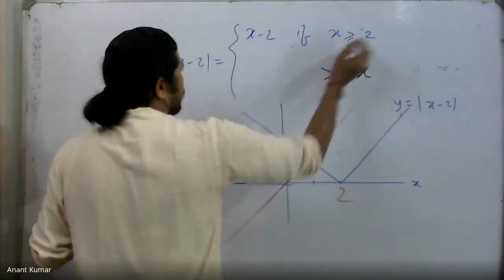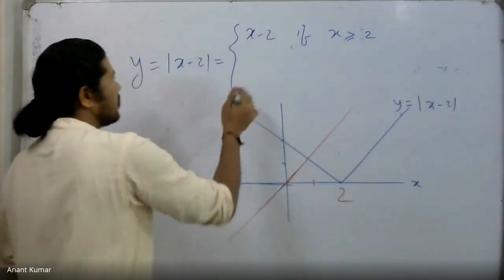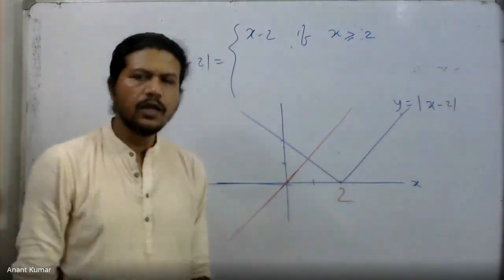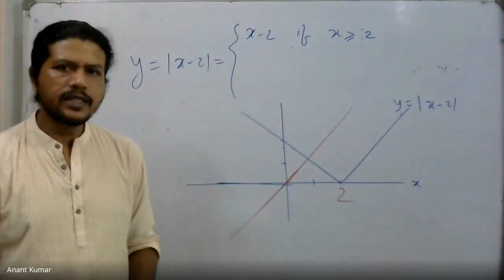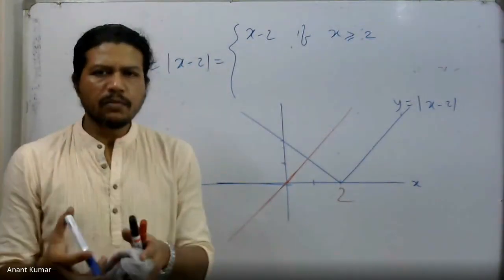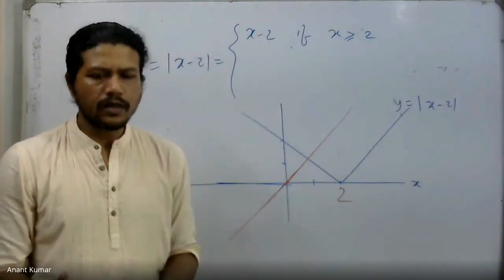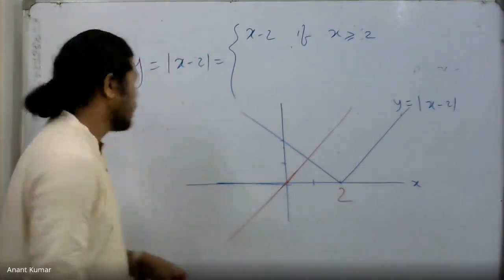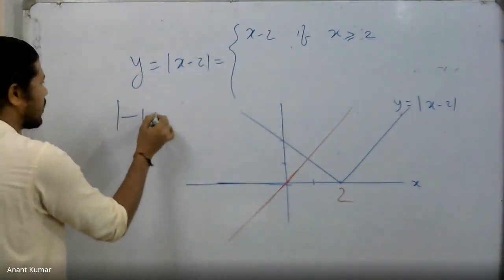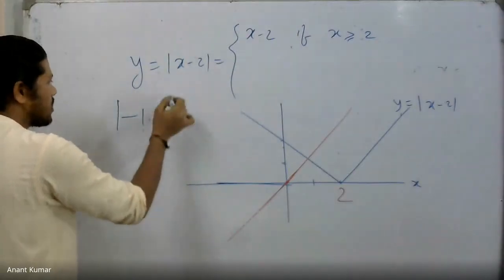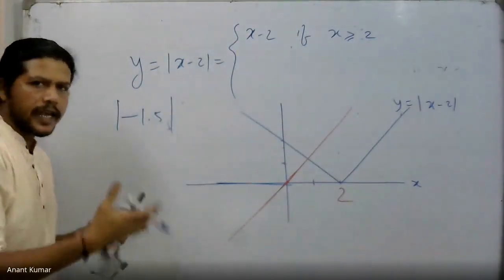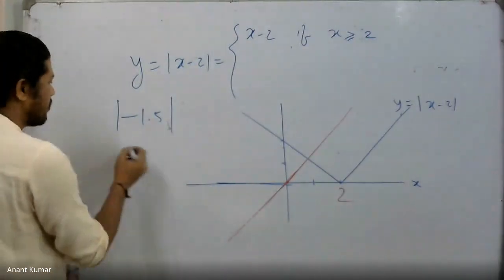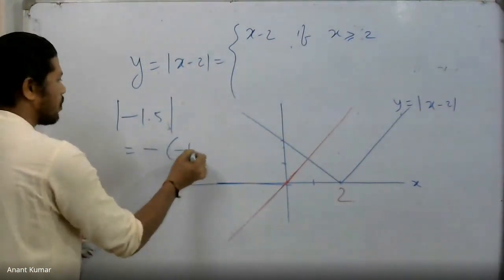On the other hand, if x is less than 2, then mod of x minus 2 will become minus of x minus 2, because when x minus 2 is negative, I have to put a minus sign in front of it to get the mod. Remember, mod of x was minus x if x is negative. If I consider mod of minus 1.5, for example, because minus 1.5 is negative, its mod will be minus of minus 1.5.